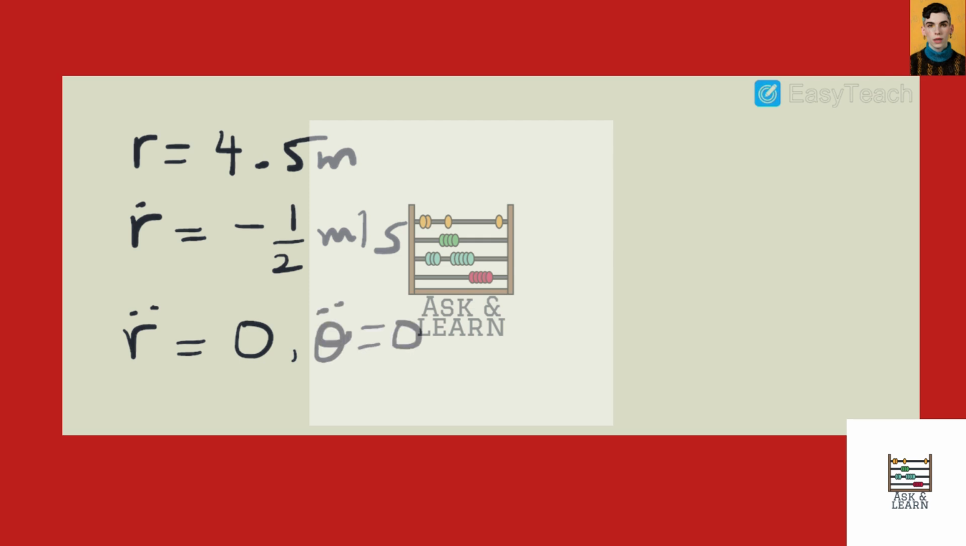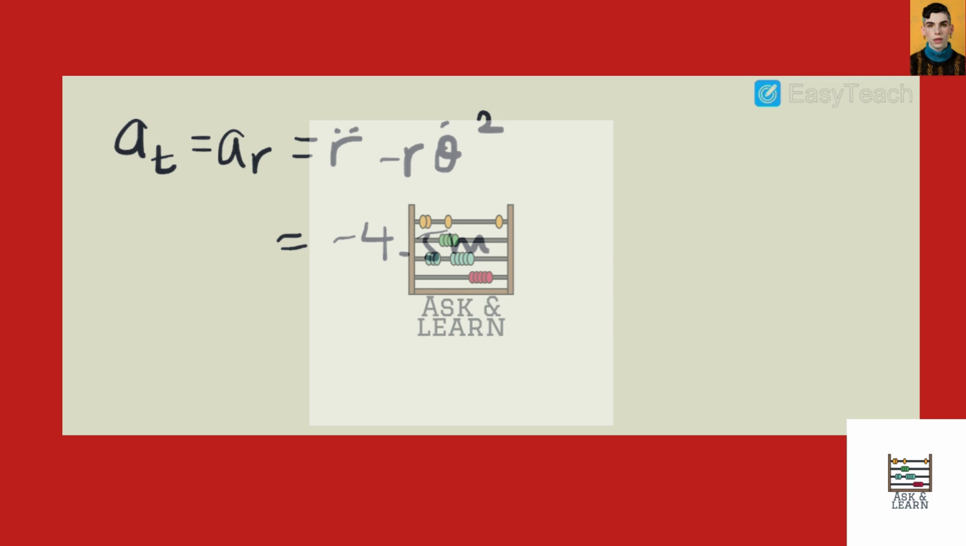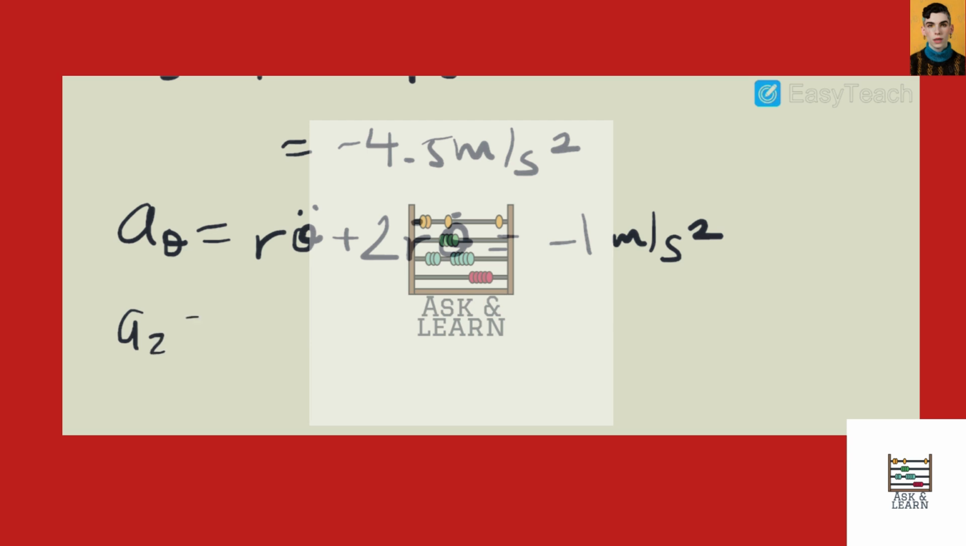So now we can go ahead and solve for our accelerations in the r, theta, and z directions. So we know that a_r is equal to r double dot minus r theta dot squared. And this gives us negative 4.5 meters per second squared. We know that a theta is equal to r theta double dot plus 2 r dot theta dot, and that's equal to negative 1 meters per second squared. And that a_z, which is equal to z double dot, is just equal to 0.